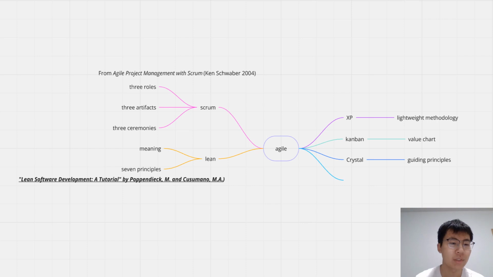XP practices consist of pair programming, code review, unit testing, integration testing, planning game, courage, and respect. Pair programming is a method where 2 people are working together.